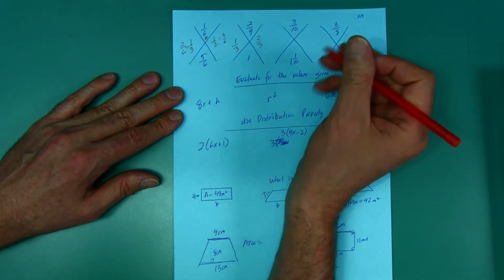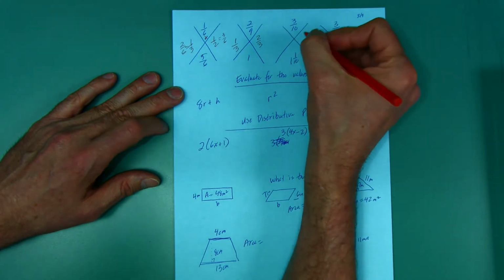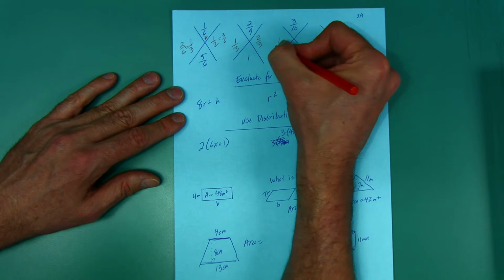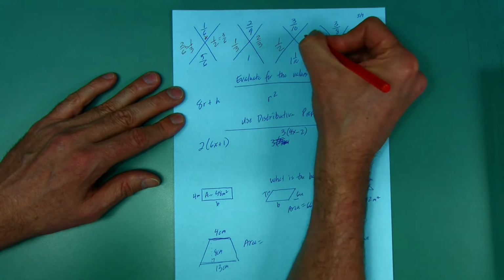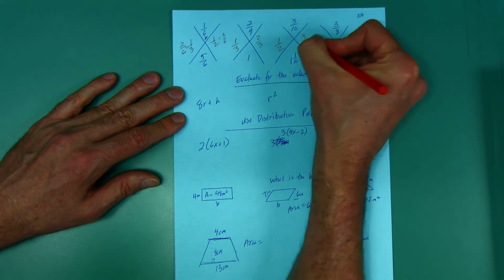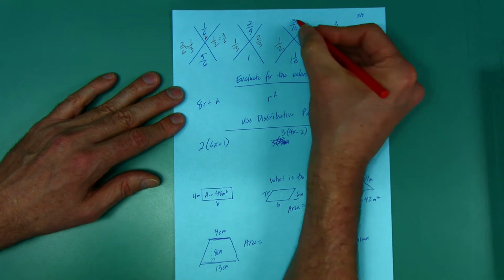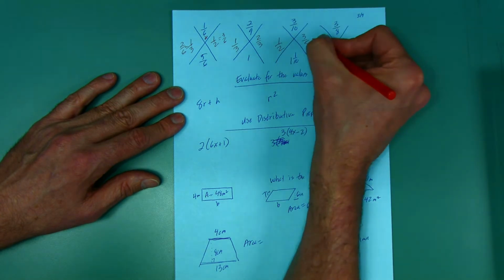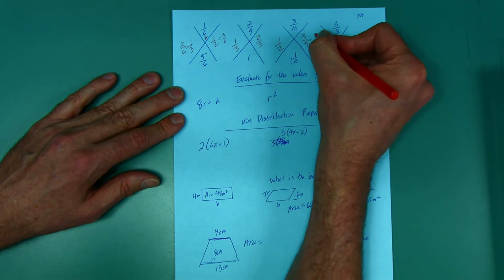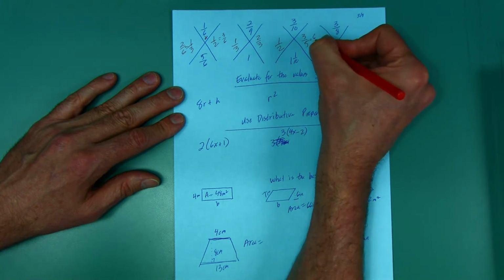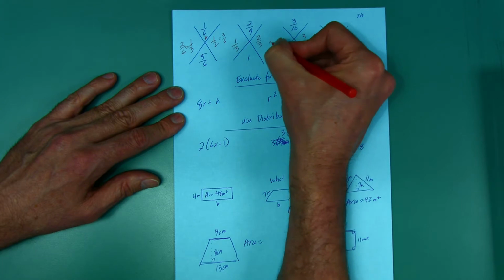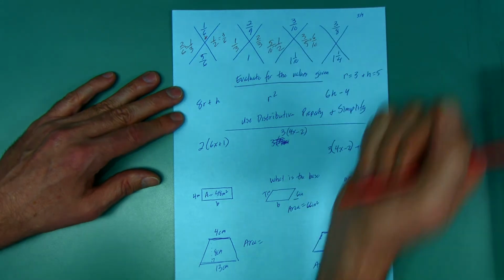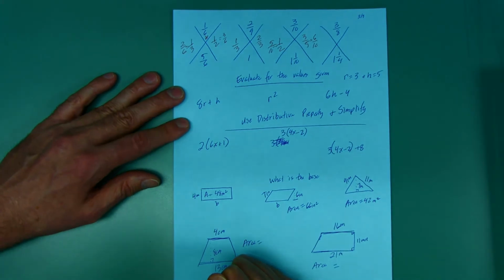How about this one? How about 1/2 and 3/5? 1 times 3 on top, 2 times 5 on the bottom. Now, when I go to add these, 3/5 is the same as 6/10. 1/2 is the same as 5/10. When I add those, I get 11/10, which is 1 and 1/10.